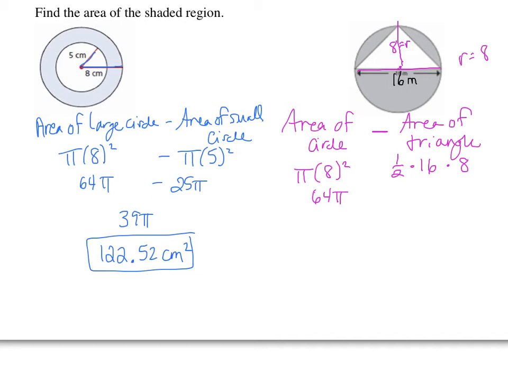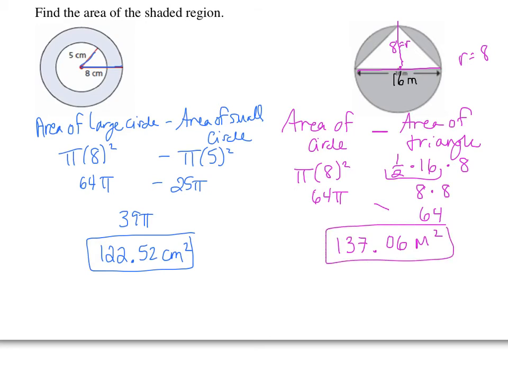So when I multiply these together, 1/2 of 16, I just get 8. And then times 8, so this is 64. So if I take 64 pi minus 64, I get 137.06, and this is meters squared.